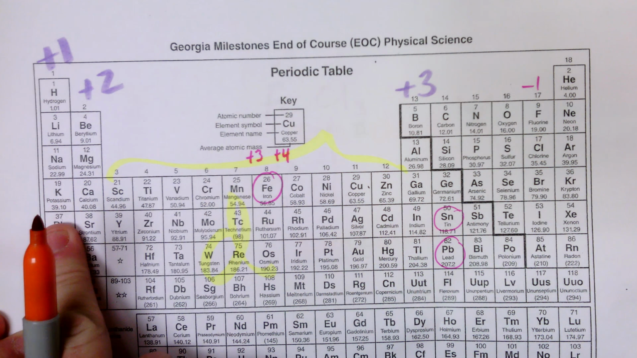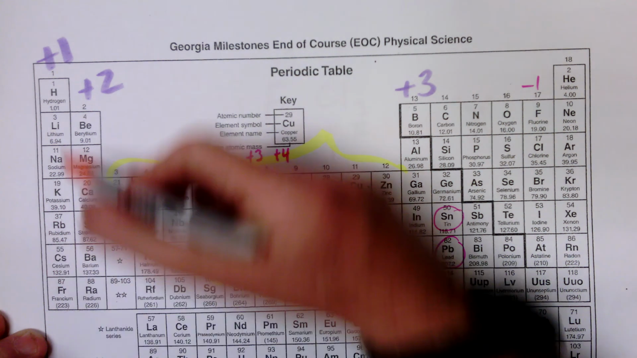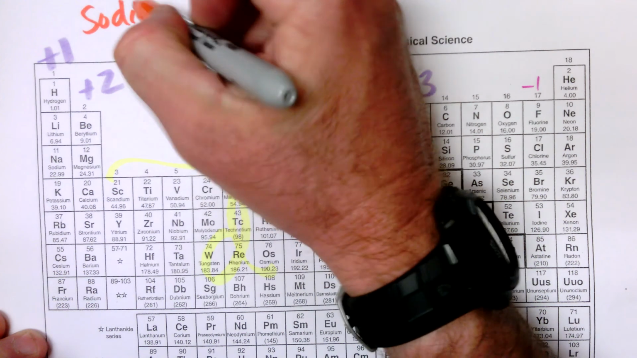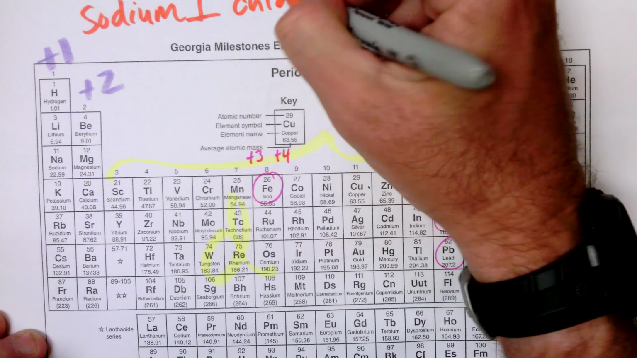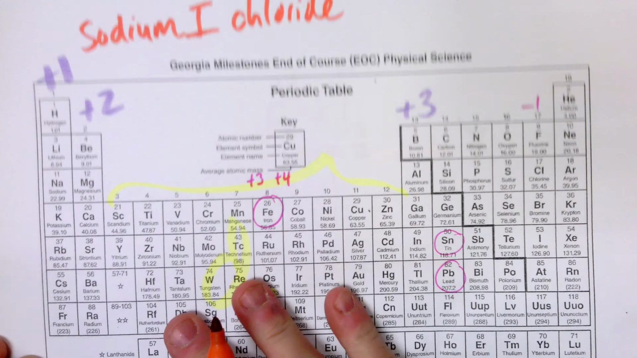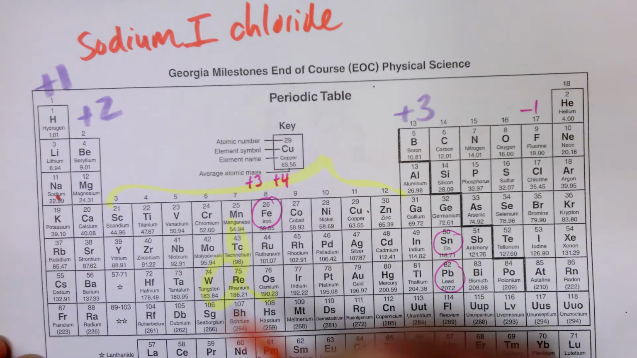These guys don't need Roman numerals. They always give 1 or 2. I don't need to say sodium 1 chloride because sodium is always a 1. It doesn't vary. It doesn't change.